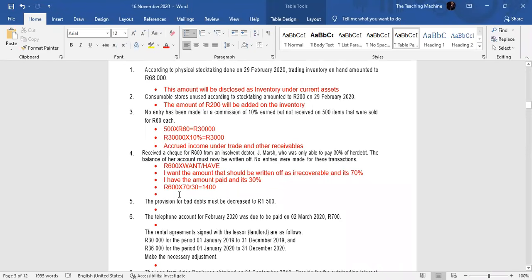Okay, so the bad debts should be excluded from the debtors control because we won't be able to receive 1.4. Now, what will be the net trade debtors? It should be the amount that excludes the bad debt.